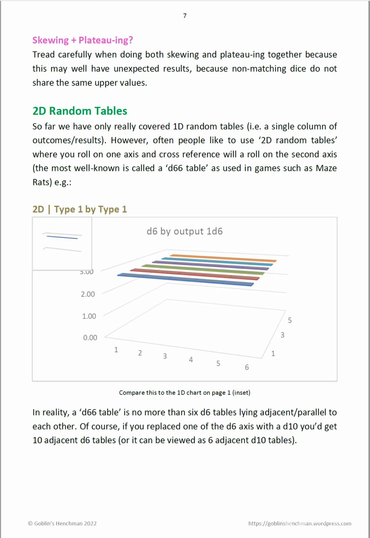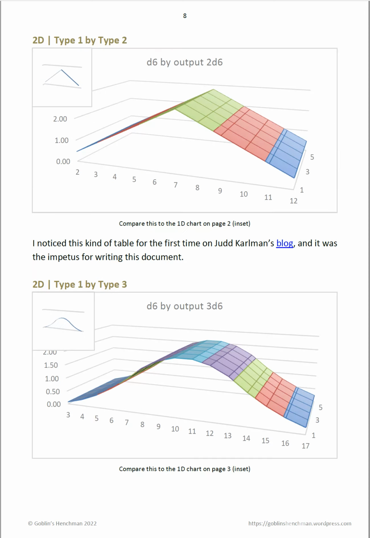Another useful table that people know about are these Maze Rats style tables where you take a d6 by d6 table. In reality, that is really six d6 tables next to each other. But what happens if you change one of these from a d6 to, say, a 2d6? Suddenly you get what looks like a tent shape rather than a flat probability structure. This is one 2d6 table, and you have six of them side by side.